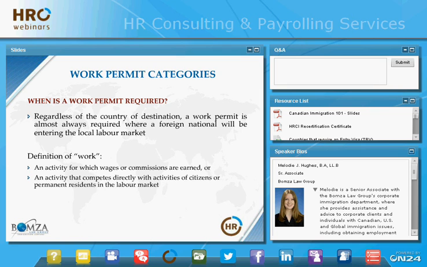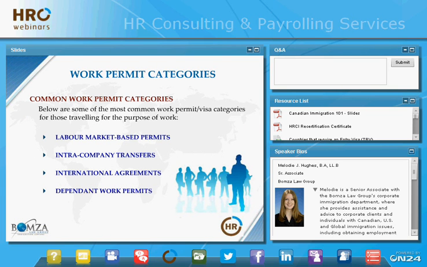There are many different types of work permits available in Canada, each of which has different eligibility requirements, as well as application procedures and processing times. We don't have enough time today to go through every single type of work permit there is, but we can focus on a couple of common work permit categories that you'll probably come across in your day-to-day work.